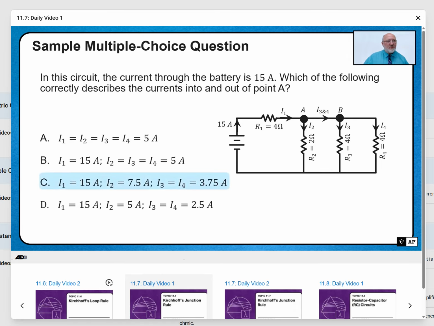We have 15 amps going into the circuit, into the intersection at point A. 7.5 amps is coming out through resistor 2. Resistor 3 and 4 each have 3.75 amps. If you'd like to verify that, you can do Kirchhoff's loop and junction rules to completely analyze that circuit.